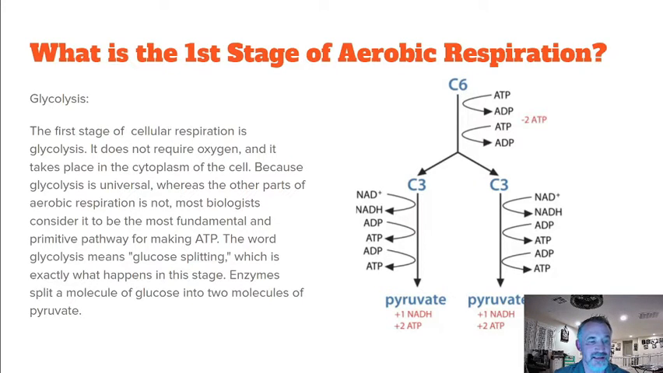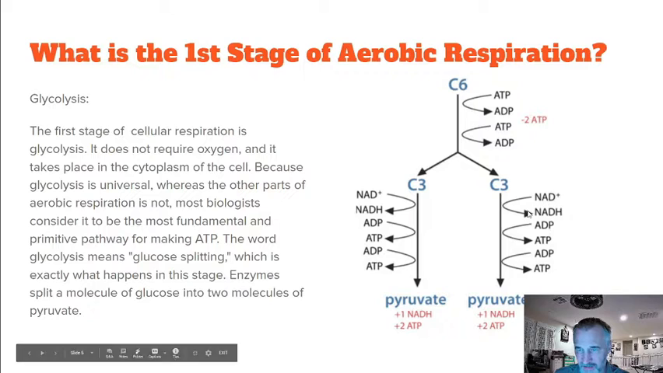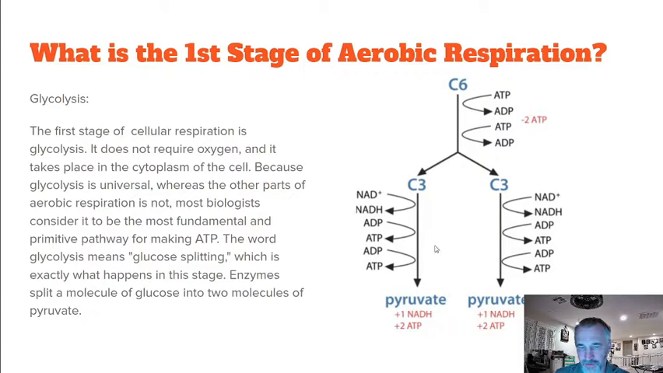The word glycolysis simply means glucose splitting, which is exactly what happens in this stage. Enzymes split glucose into molecules called pyruvate. If you take a look, the C6 right here is the glucose molecule. We use about 2 ATPs to get this reaction kickstarted, and we end up with two 3-carbon molecules called pyruvate. In so doing, we produce NADH, and we actually produce a net gain of 2 ATP. So we produce 4 ATP, we use 2 up, which means we have a net gain of plus 2.